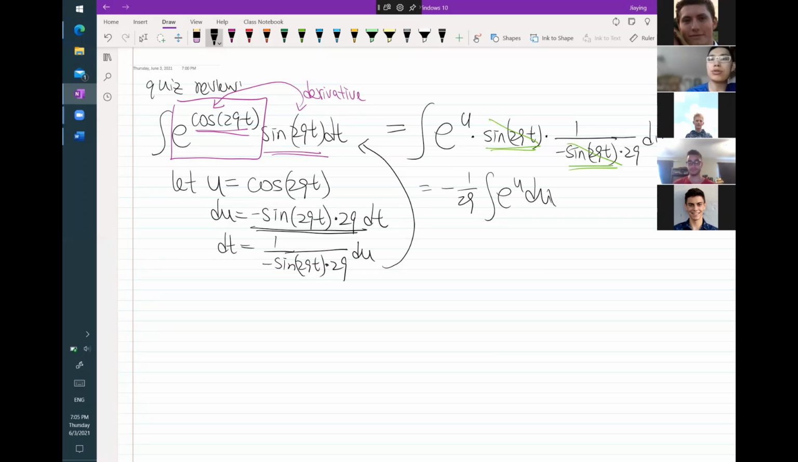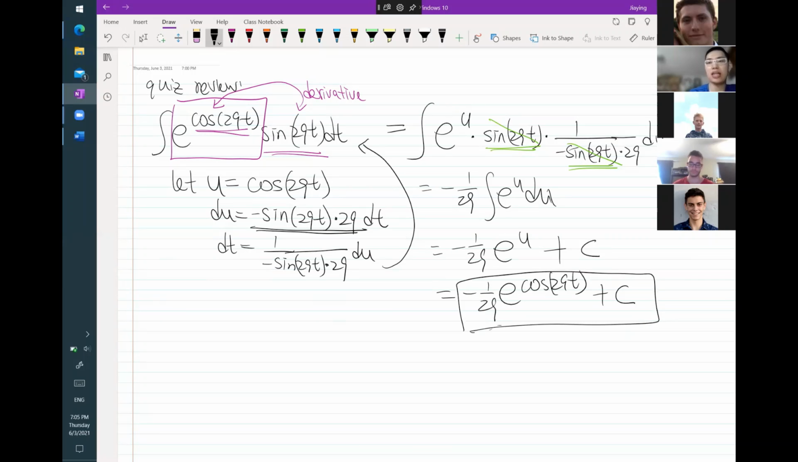And integrating e to the u du is kind of like integrating e to the x dx, which is just e to the x. In this case, it's e to the u. So you get negative 1 over 29, e to the u plus a c. Don't forget the c here. It's an indefinite integral. And one last step, substitute for the u. So negative 1 over 29, e raised to the cosine 29t, plus this constant c. This is the antiderivative using u substitution.